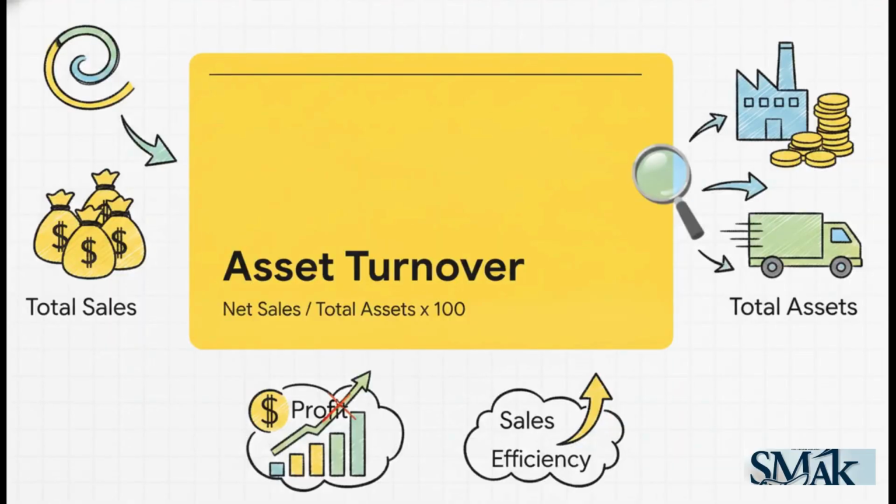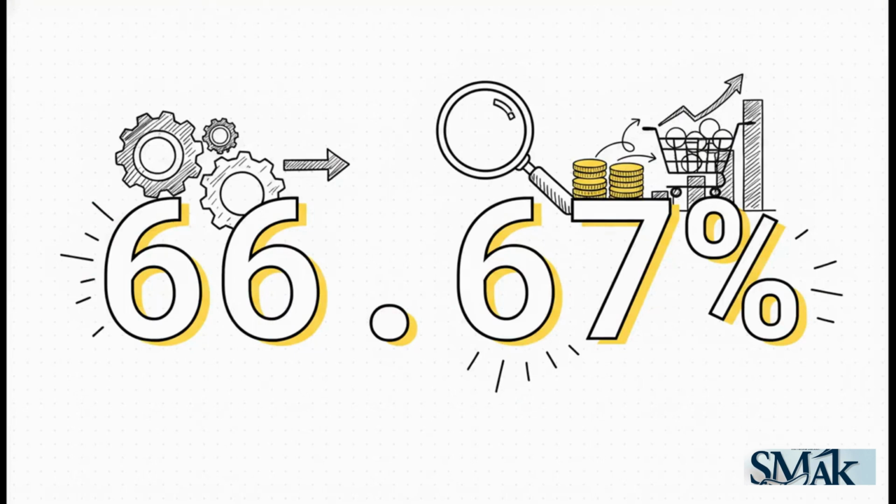But we can't stop there. We also need to look at asset turnover. Now, don't confuse this with ROA. Instead of looking at final profit, asset turnover looks at total sales. So we divide the 600,000 in total net sales by the 900,000 in total assets. This gives us an asset turnover of 66.67%.